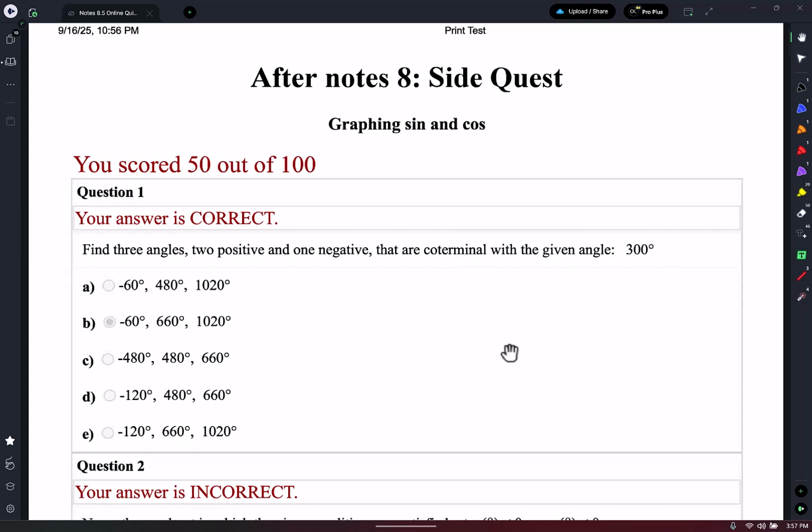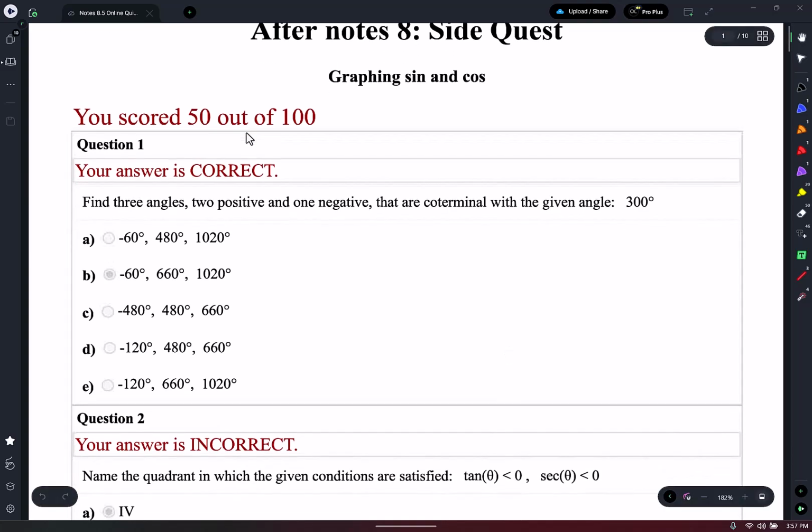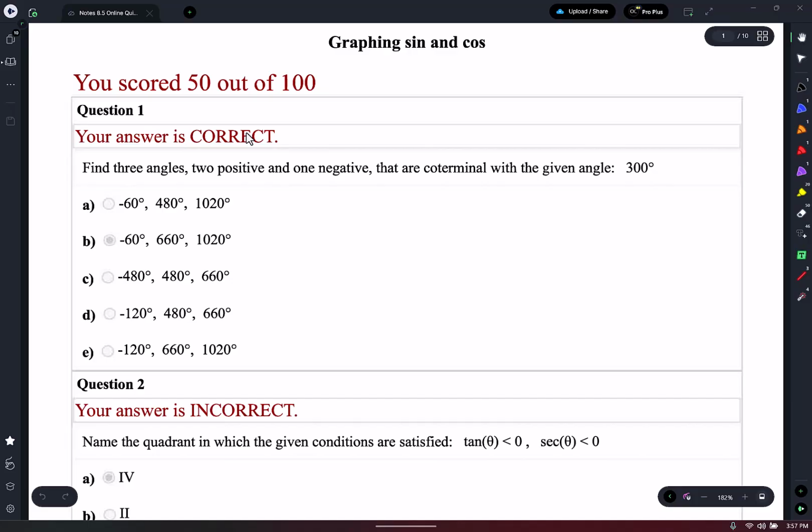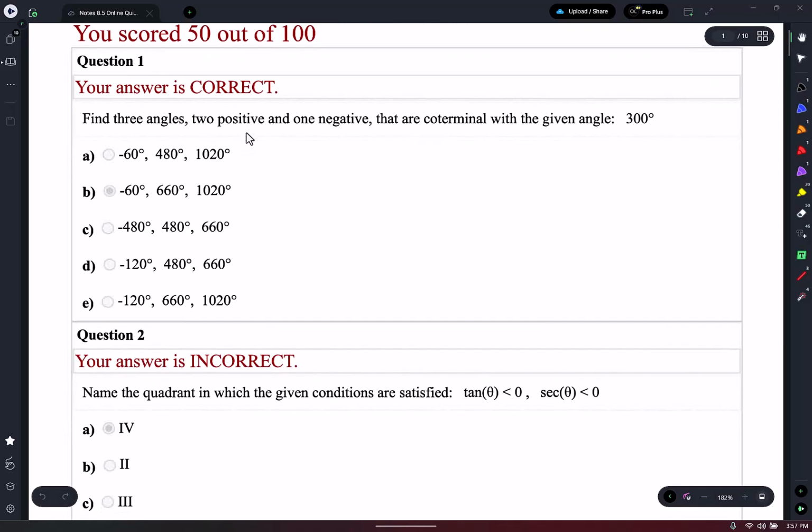So this is one of the tests that one of you guys took, and they just took it just for fun, I'm thinking. So here it is. You'll probably get the same question or same style of question. Sometimes instead of degree, they'll say radian, but it says find three angles, two positive, one negative, that are coterminal with a given angle.